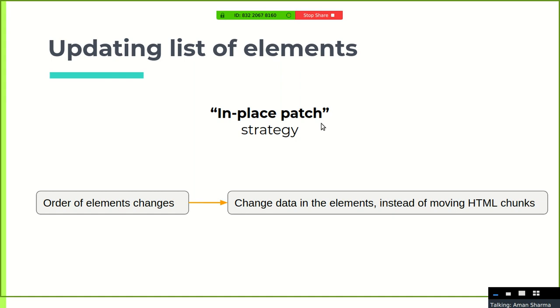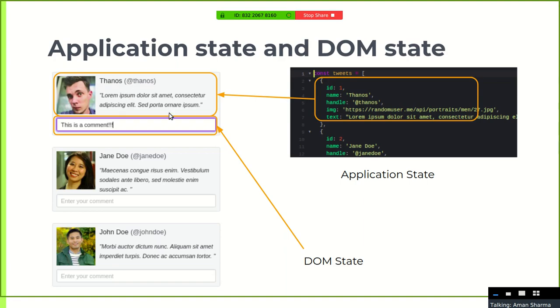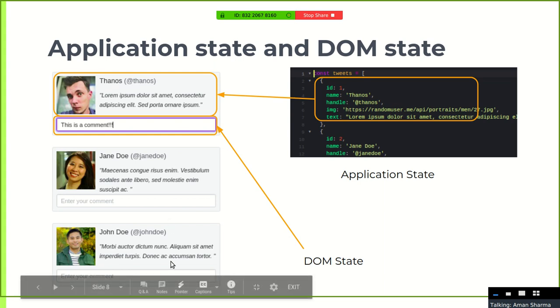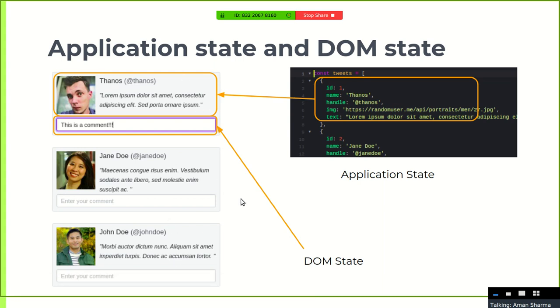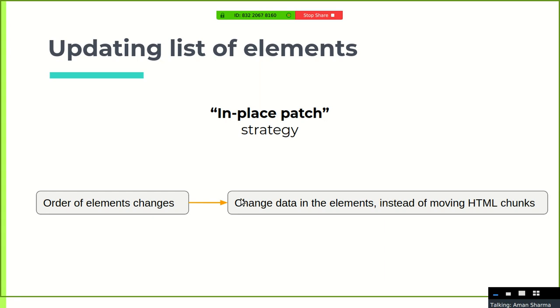Again, whenever there's a change in order of elements, only the data at each of those places is changed. Whatever is in the data is directly reflected, but the HTML part is not moved at all. Because logically, the HTML part is the same, right? Each and every HTML part is the same anyway. So this is what normally happens. It uses the in-place patch strategy.